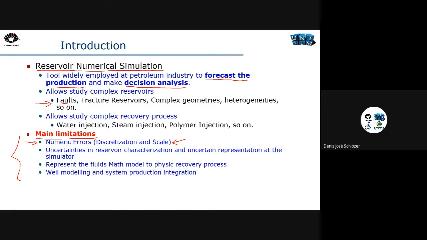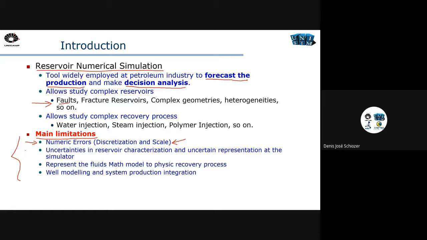That's why the data assimilation in the history matching process is very important. And it's very important for us to understand that we have these errors and that we can use techniques, upscaling techniques and so on, to mitigate these problems, okay? But this is one of the main limitations we have in our models, and we have to be very aware of that.